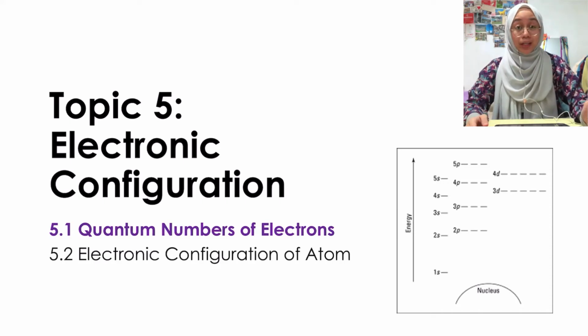So today we are going into a new topic 5, which is electronic configuration. In this topic we have two subtopics. For today we are going to be covering the first one, which is quantum number of electrons. Okay, so let's have a look at the overview of this topic first.